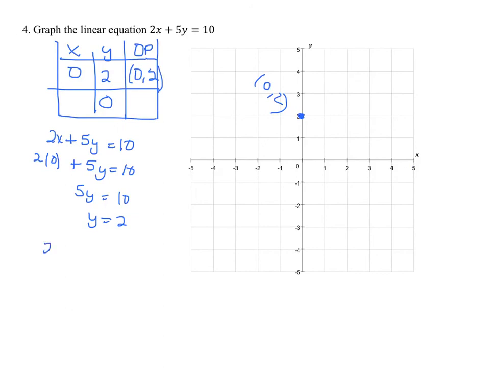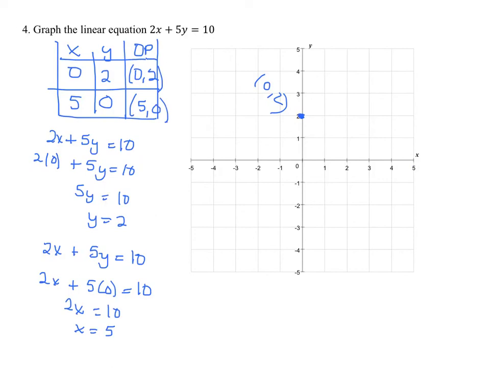Next, 2x plus 5y is equal to 10. I'm going to put 0 in for y this time. So 2x equals 10. x is equal to 5. The ordered pair is 5, comma 0. I graph it. I draw a line between them, and I'm done.